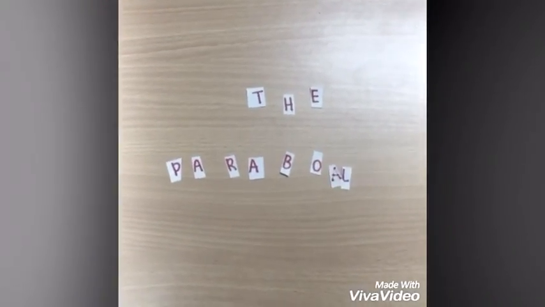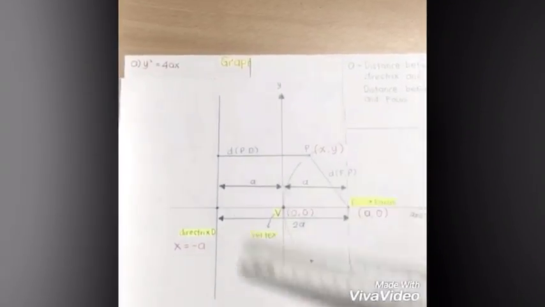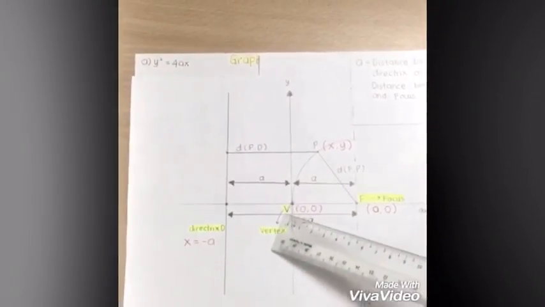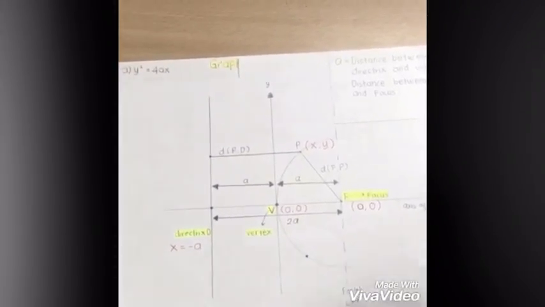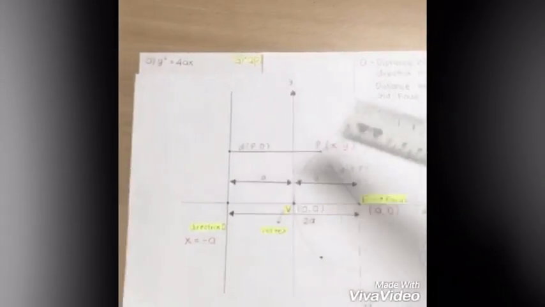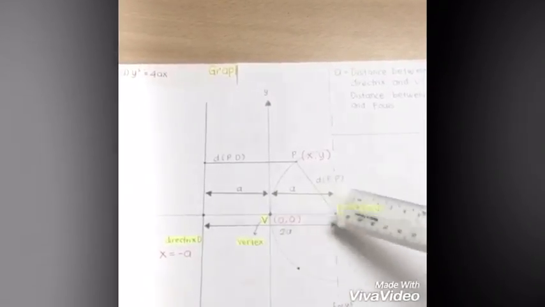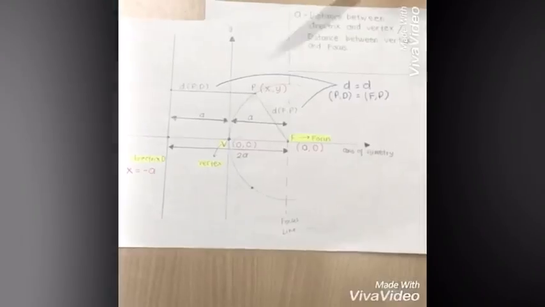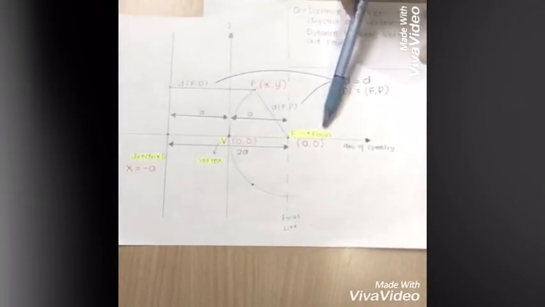Okay, now let's proceed. This figure can explain briefly about parabola. V is the vertex, F is the focus, and D is the directrix. A here is the distance between the directrix and the vertex, while this 2A here is the distance between the directrix and the focus.